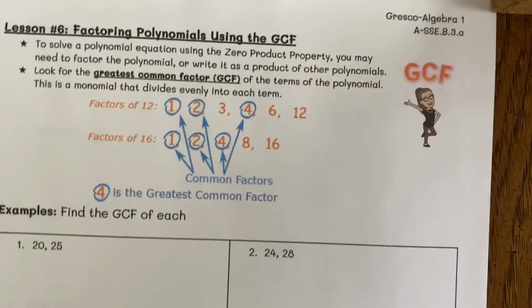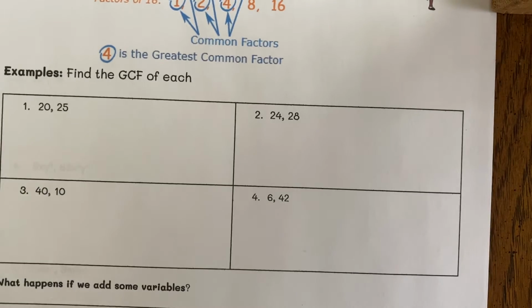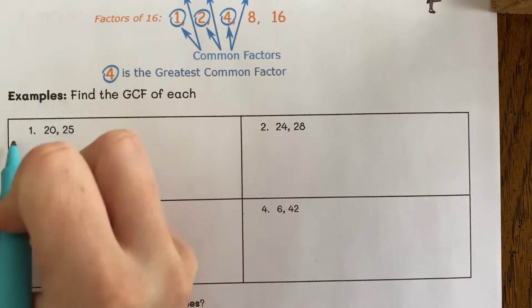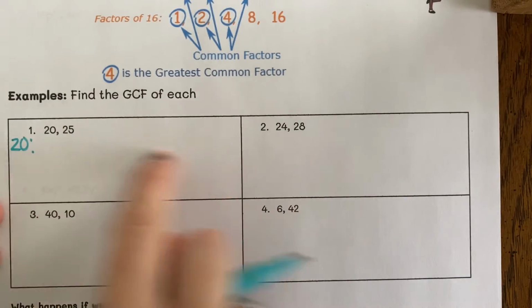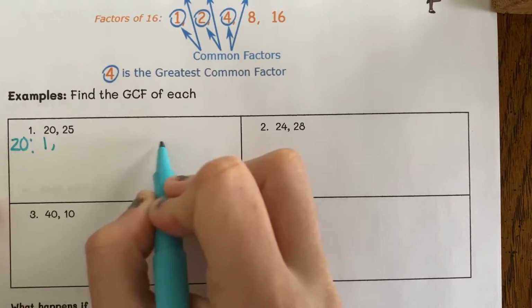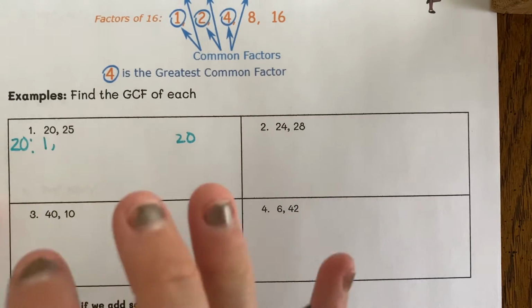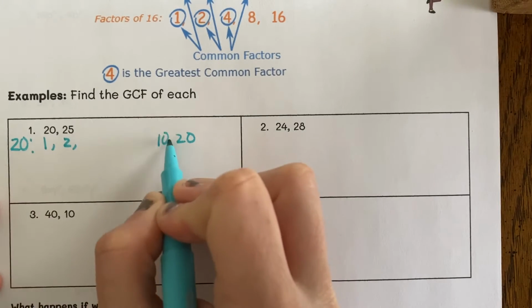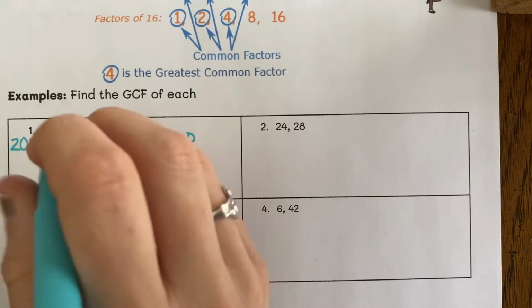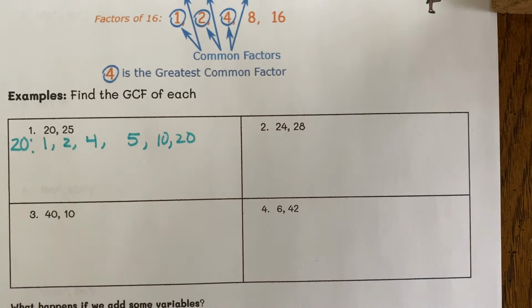So let's look at these examples down here. We have 20 and 25 in our first. Let's look at 20. I like to write the factors in a line like this, so like 1 and 20, so that I'll get them from smallest to largest, but you can write it however you want. And then 2 and 10 are factors. And then we have 4 and 5 as our last factors.